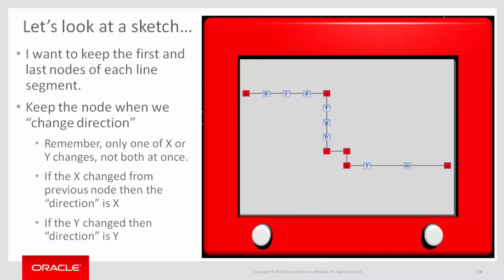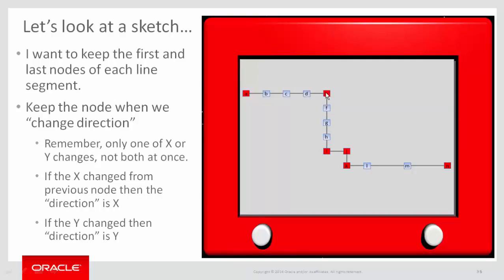If the Y changed, then the direction is Y. So for example, take a look at node E here. The X changed from the previous node, so I would say the direction of node E is X. Then take a look at node F. The Y changed from the previous node, so I would say the direction is Y.